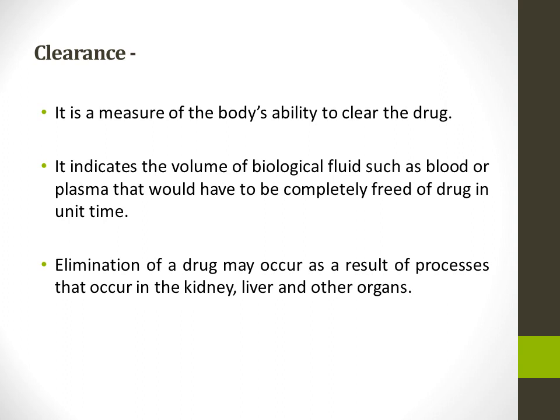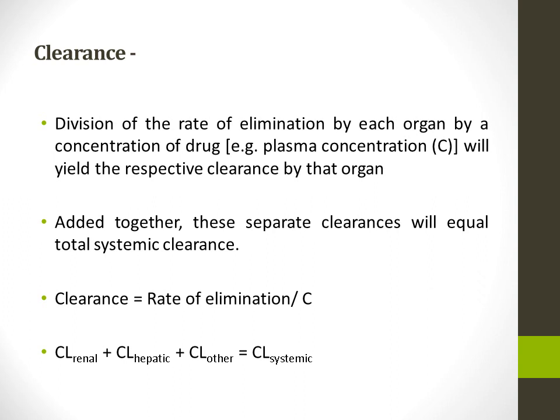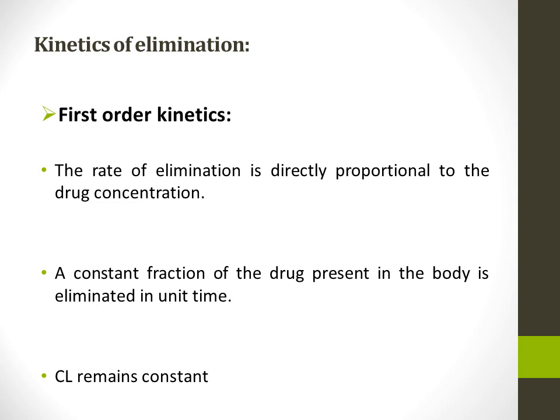Elimination of the drug may occur as a result of processes that occur in the kidney, the liver, and the other organs, but mainly the kidney and the liver. Okay. So, how do you get to clearance? Clearance is the rate of elimination by the plasma concentration of that drug. So, you add together different clearances by different organs. As I already said, hepatic and renal being the main, plus lungs and some other organs may also be involved. So, systemic clearance or total clearance is equal to clearance by the renal, clearance by the hepatic, and clearance by others like lungs.